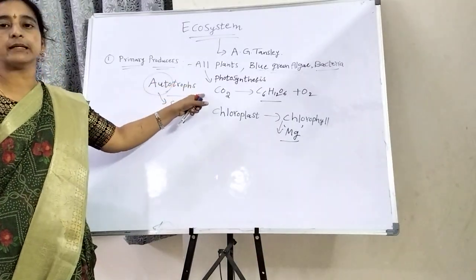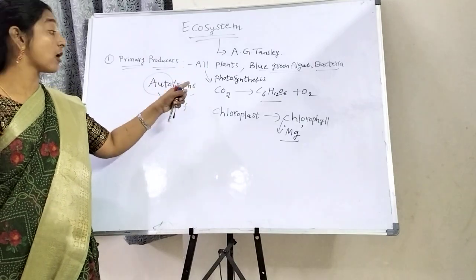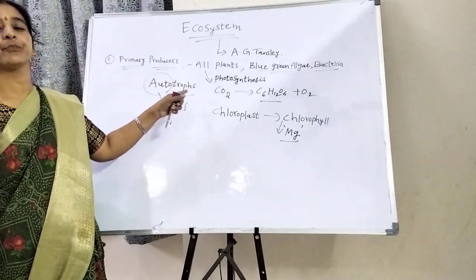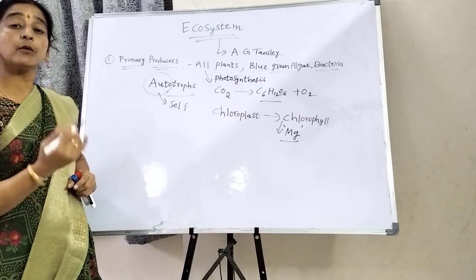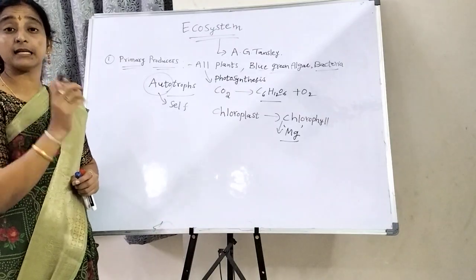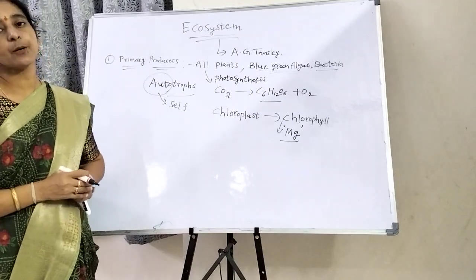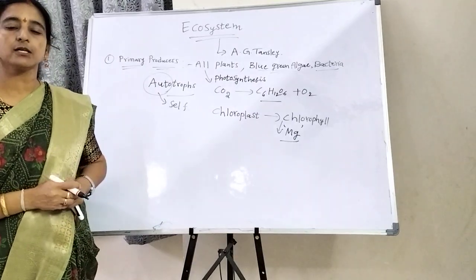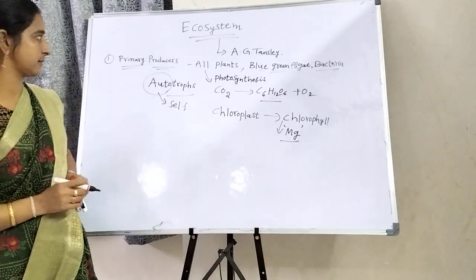All plants have their own food mechanism, so they are known as universal producers.